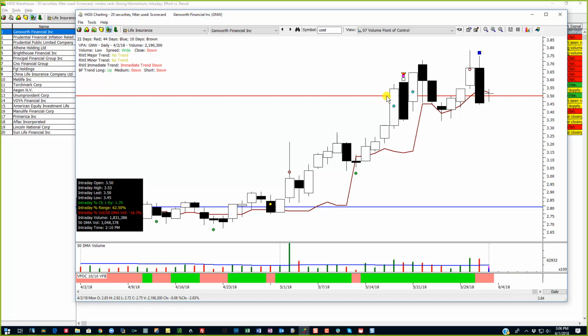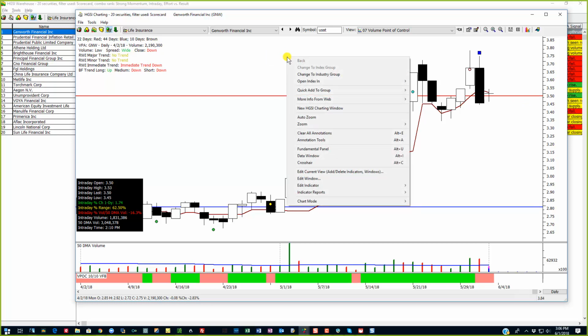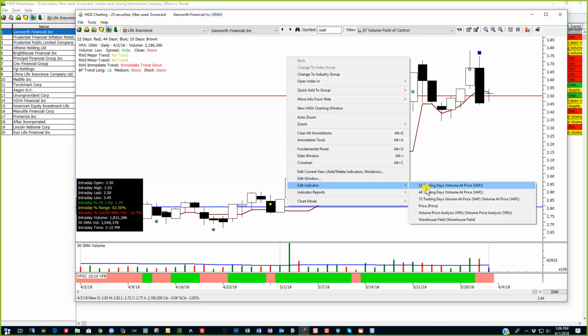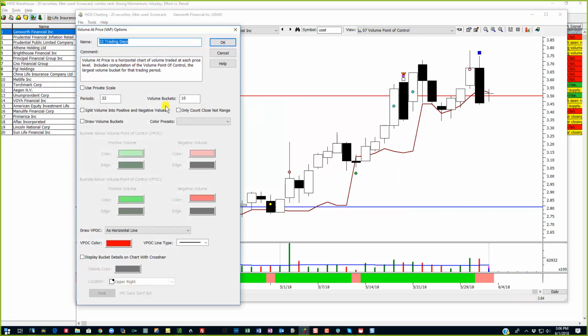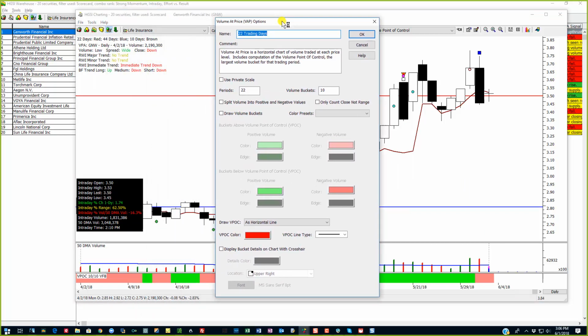But this area here, over 22 days, is where most of the volume activity has been, and you can pretty much see that. Now, what I am allowing us to do is edit the indicator and go in, right mouse click, and select one of 3 different volume at price indicators. So this is 22 days. A window will pop up and we have all these options.